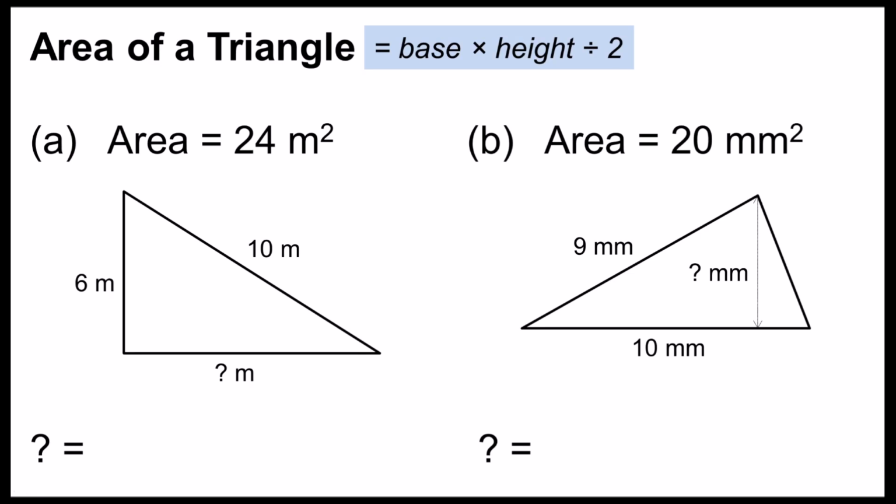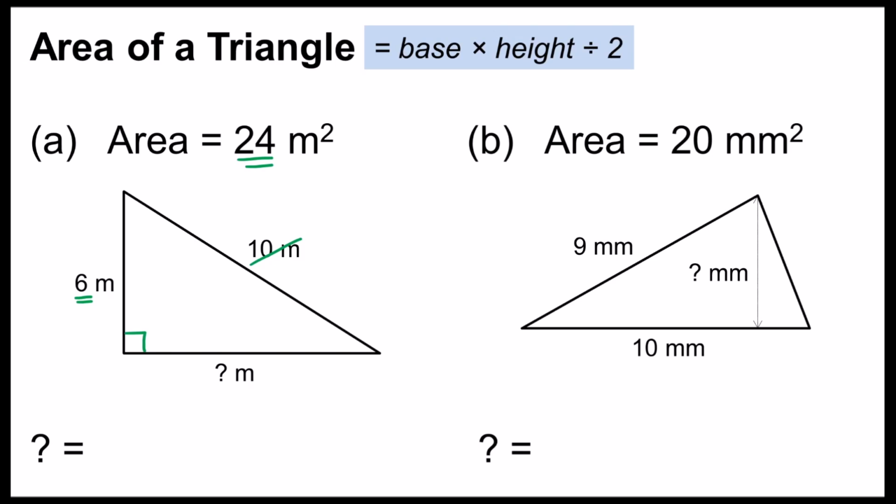In my first question, I can immediately cross off the length of 10 metres. That's because it's on a slant or a diagonal, and therefore I won't need it in my calculation. Next, I can see that my triangle has an area of 24 metres squared and a height of 6 metres. I know that I need to use this 6 in my calculation because it's at a right angle or perpendicular to the base, which is the length that I'm trying to work out.